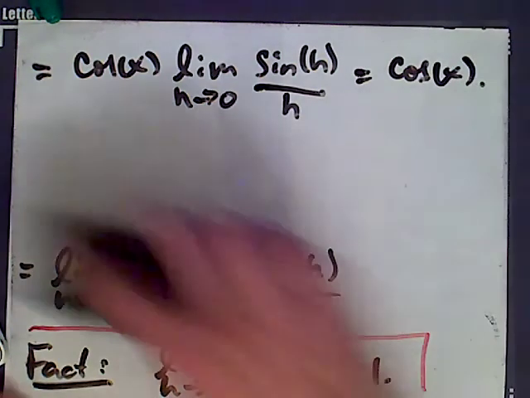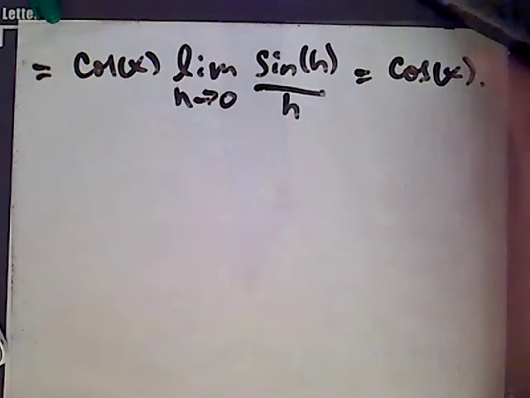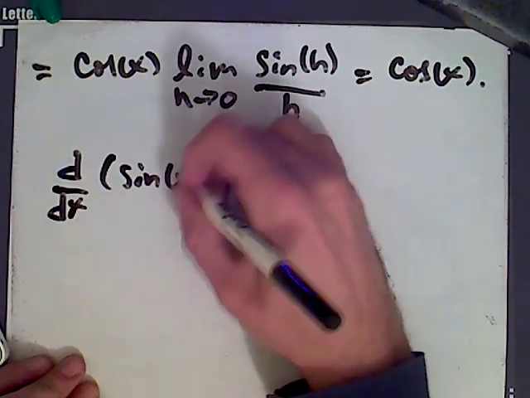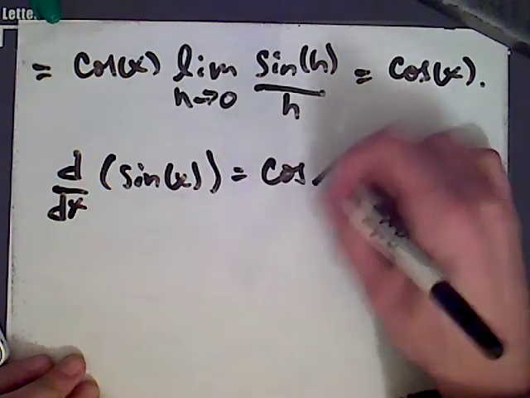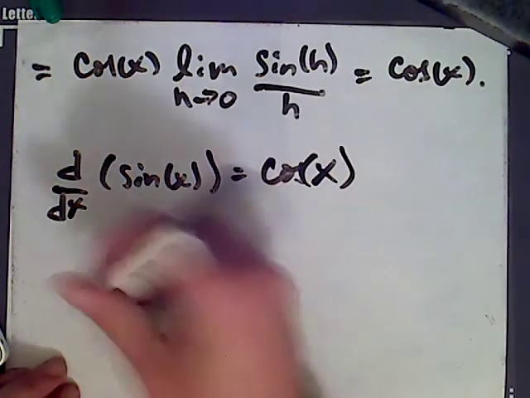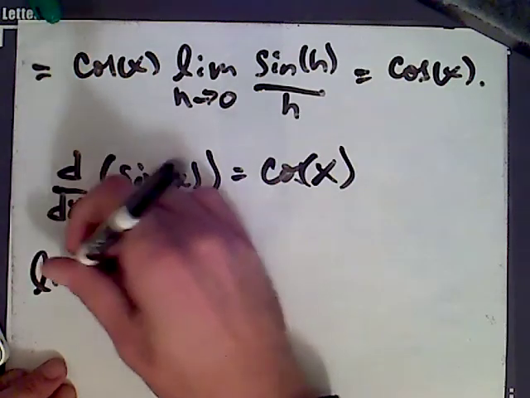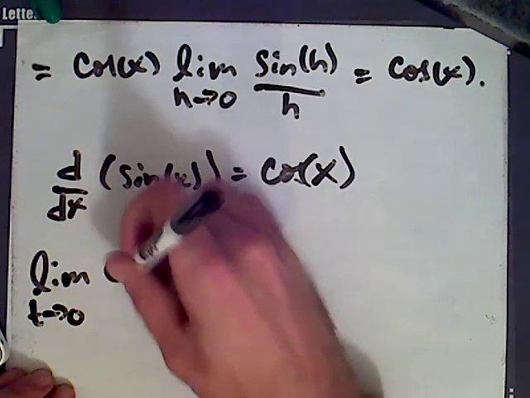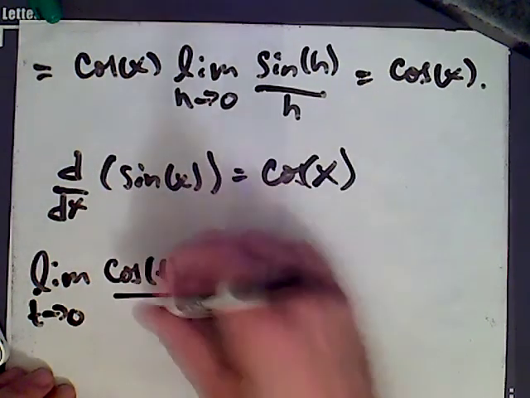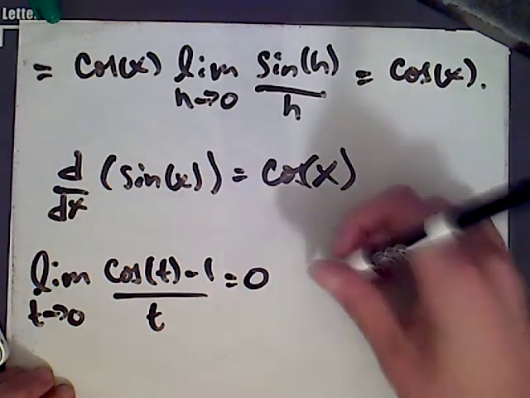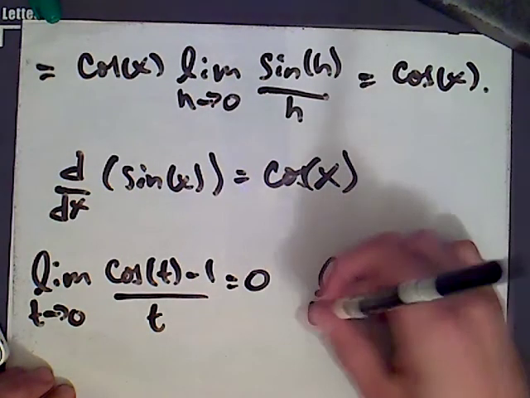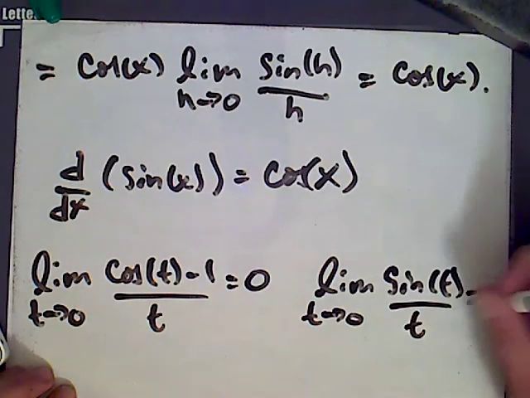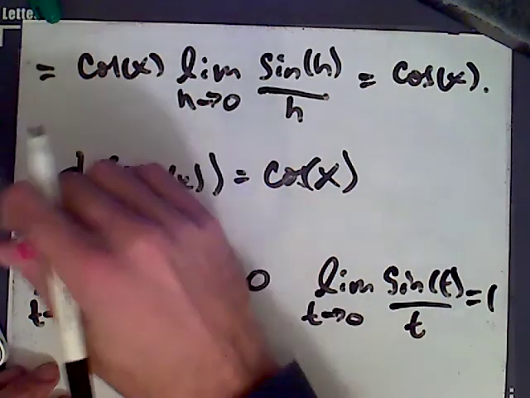Let me just recall the two facts that we used. What have we proven? We've proven that d by dx of sine of x is cos x, and the facts about limits that we used are worthwhile memorizing. The limit, as we'll call it t, just to make the variable general, of cos of t minus 1 over t is 0. And we also have that the limit as t goes to 0 of sine of t divided by t is 1. And again, what we've shown is this.